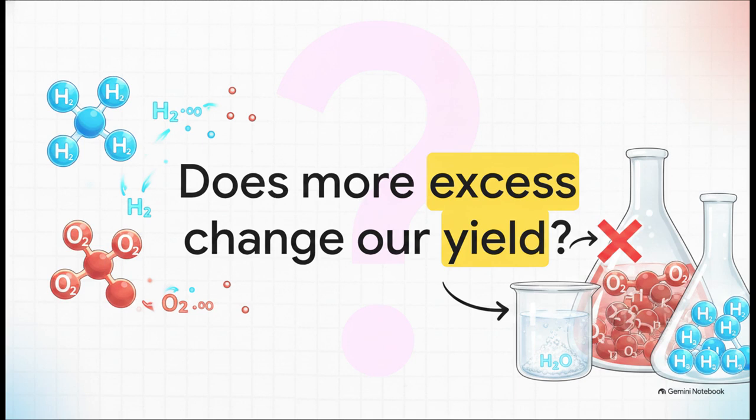Now, here's a trick question that pops up on advanced exams all the time. Does adding more of the excess reactant change our theoretical yield? The answer is a resounding no way. If you double the excess hydrogen while the limiting oxygen stays exactly the same, your yield won't budge an inch. You simply cannot force more product into existence. You're just creating a larger pile of leftovers in your beaker.